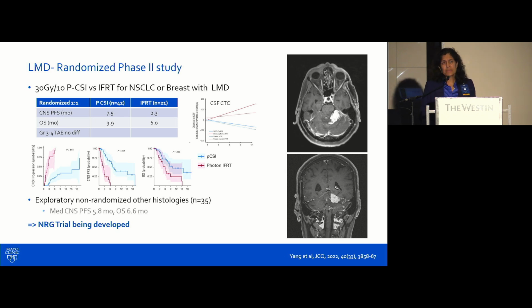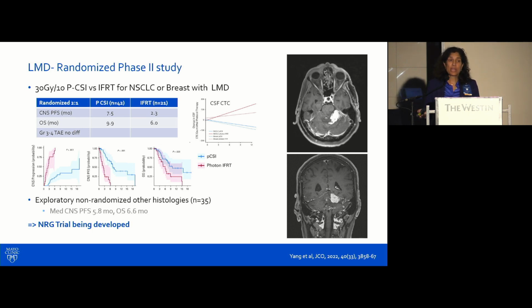Last topic, LMD, leptomeningeal dissemination, and there was a disruptive paper that was published out of Sloan Kettering last year or the year before. Essentially, they gave 30 Gy in 10 fractions proton craniospinal versus involved field for patients with LMD from non-small cell lung cancer or breast cancer, and they showed a survival benefit when you do proton CSI compared to just treating the symptomatic areas. It's not a really fair comparison, but I do think this is one of the few trials that's actually shown a survival benefit.